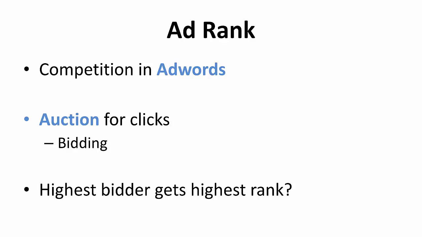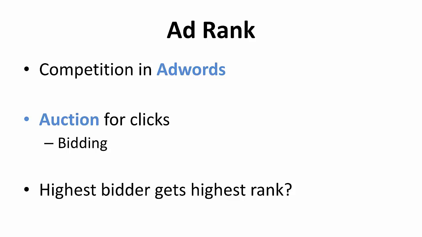You might think that the higher bidder gets a higher rank, but it's not entirely true. Besides looking at the daily budget you've set, Google also looks at the quality of the sites as well to decide the ad rank. The higher your ad rank, the higher the placement you'll get from Google.